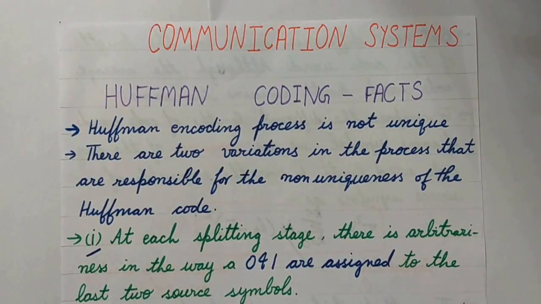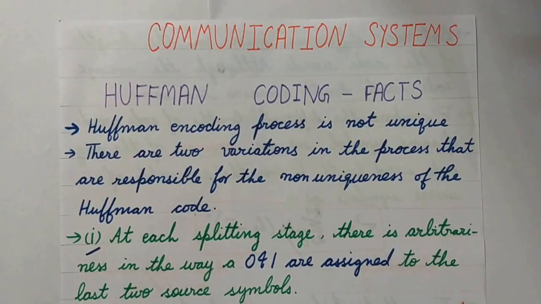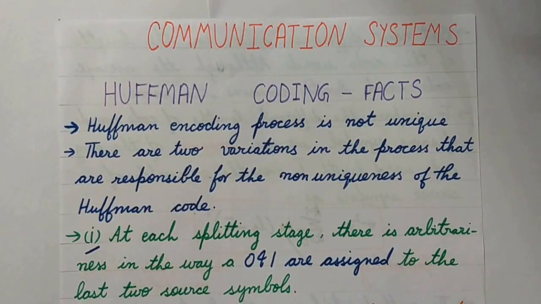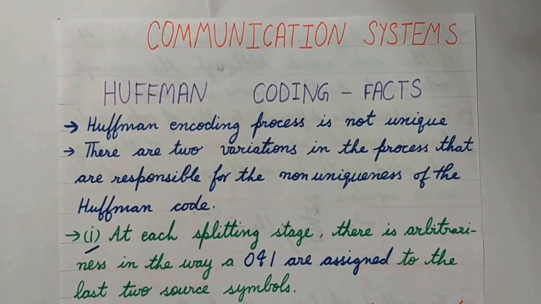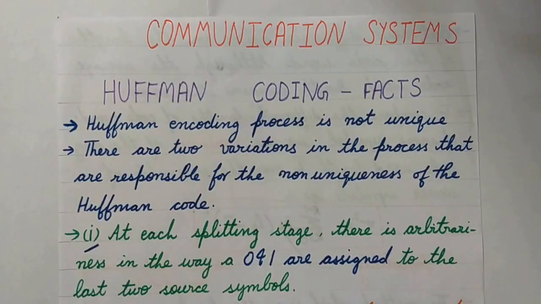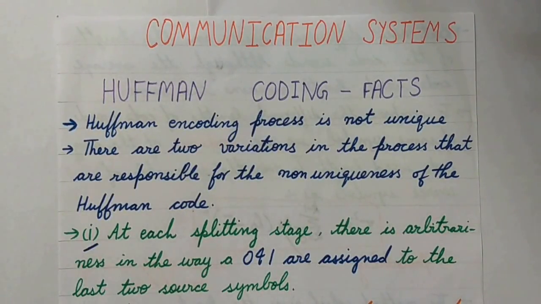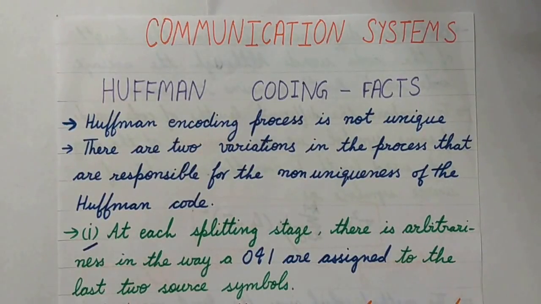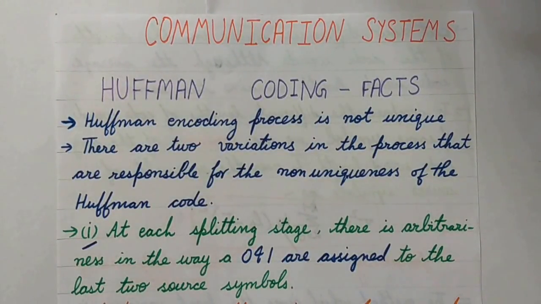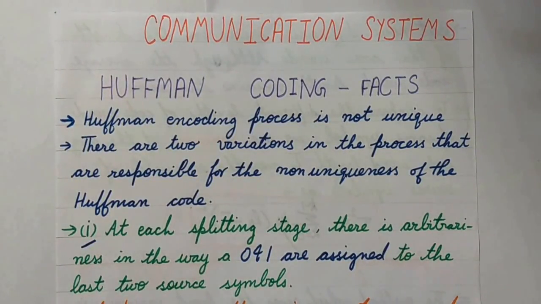So there are many books from which you can study, like Singh and Sapre, Simon Haykin's, B.P. Lathi, Taub and Schilling, George Kennedy. My previous lecture of Huffman coding, I prepared it from Singh and Sapre, and today's lecture is prepared from Simon Haykin's. So Simon Haykin's has put some light on some key issues of Huffman coding, which I'll be covering today.